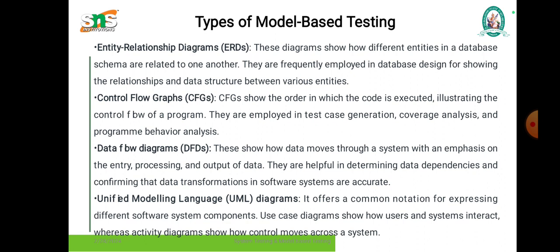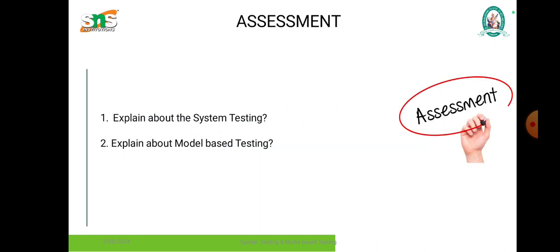And the last type is UML, that is Unified Modeling Language diagram. It offers a common notation for expressing different software system components. The use case diagram shows how users and systems interact, whereas activity diagrams show how control moves across the system.